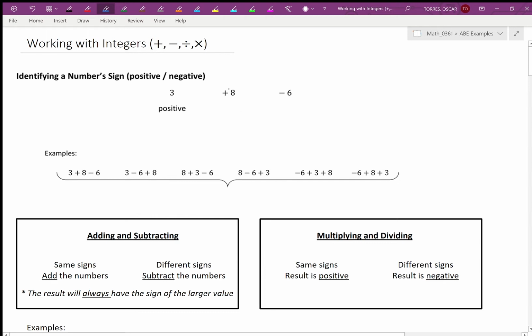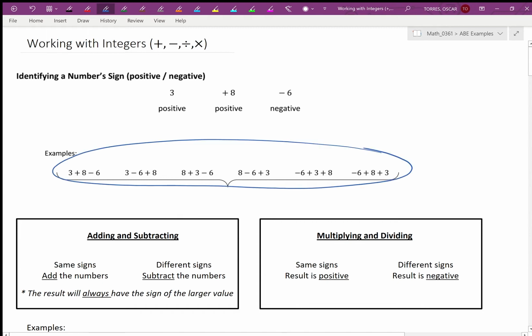If we look at the 8 and we identify its sign, the sign of that 8 is positive, and for the 6, to the left of it, there's a minus sign. So we say that that 6 is negative. Now if we look at this list of numbers below, notice that all of the 3's that are listed here are positive, even if they don't have a sign to the left of it. All of the 8's are also positive just because they have a plus sign to the left of it. And all of the 6's are also negative.